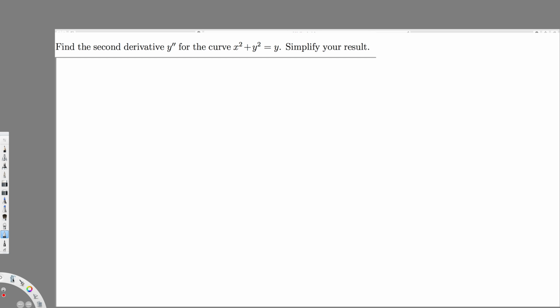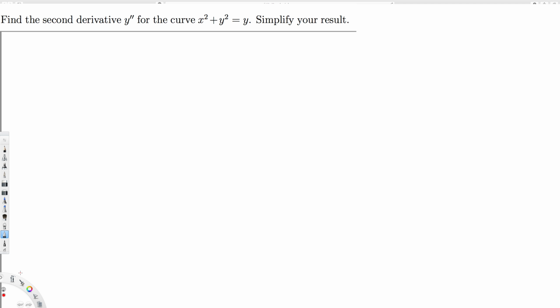What's going on, guys? We have this question right here asking us to find the second derivative y double prime for the curve x square plus y square equal to y. Simplify your result. So let's see what we can do. First of all, we have to find the first derivative, and then we go for the second derivative.